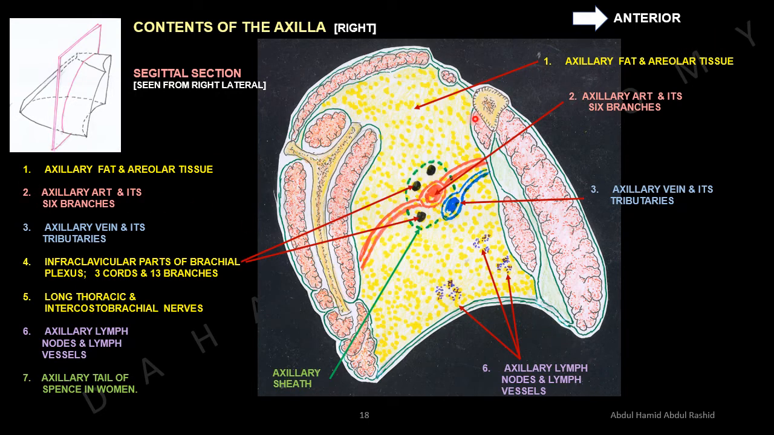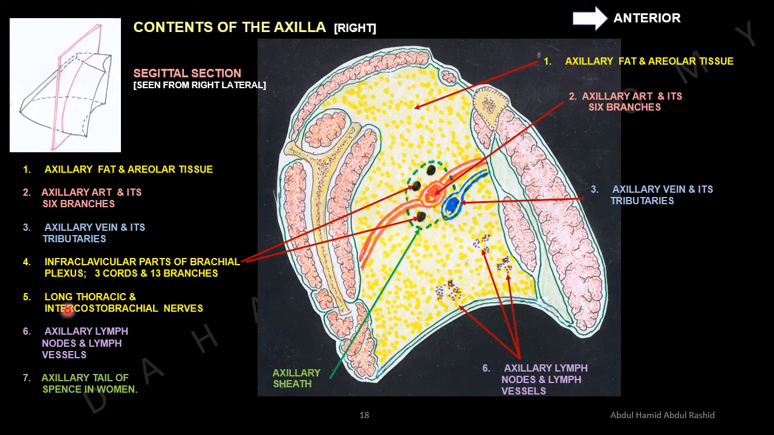Number 1, axillary fat. Number 2, axillary artery and its 6 branches. Number 3, axillary vein and its tributaries. Number 4, infraclavicular parts of the brachial plexus, that is 3 cords and 13 branches. These are the 3 cords. Artery and cords are surrounded by the axillary sheath.